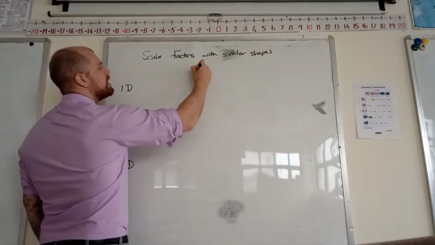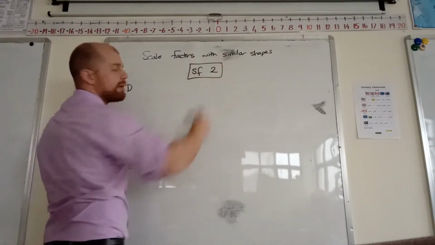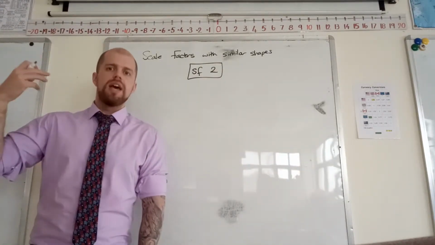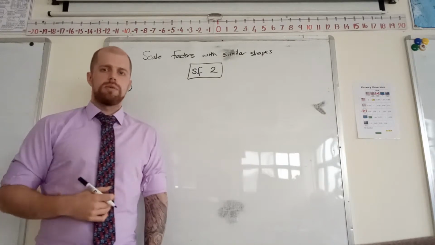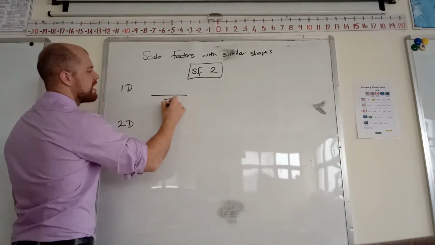We'll start with all of this. We're just going to use scale factor 2. Always, that means we're doubling it. Okay, you can use scale factor 3 and it's tripled, scale factor 4 and it's quadrupled. It's the same thing, we're just going to do it with scale factor 2. I'm going to start with a line of length 7.